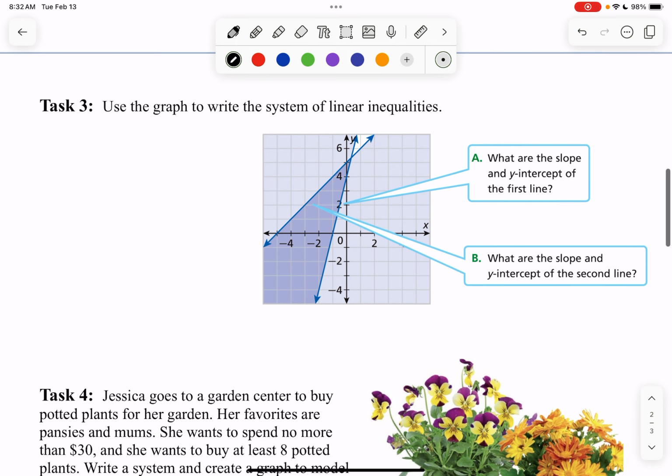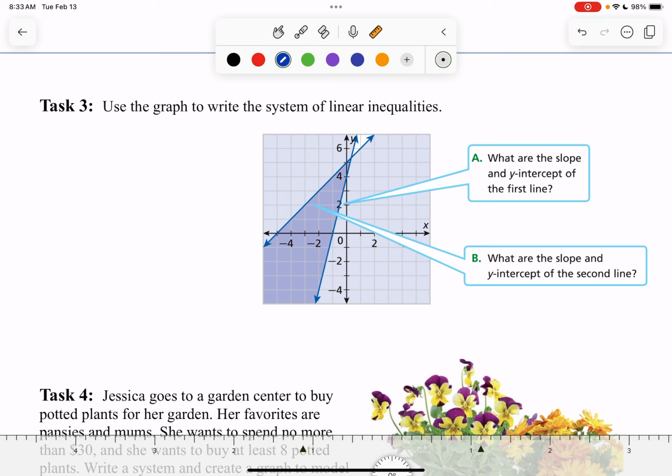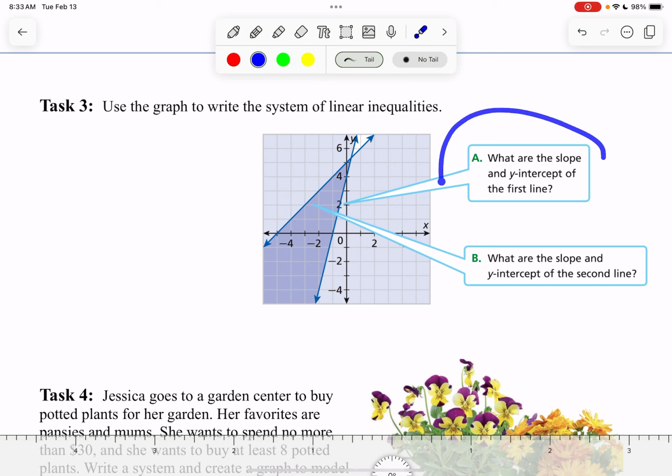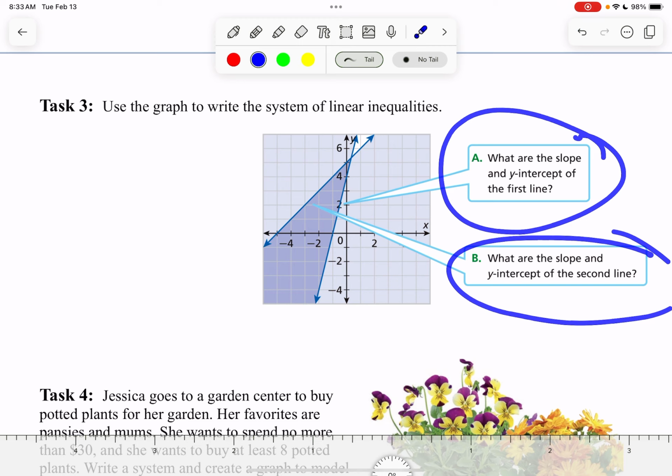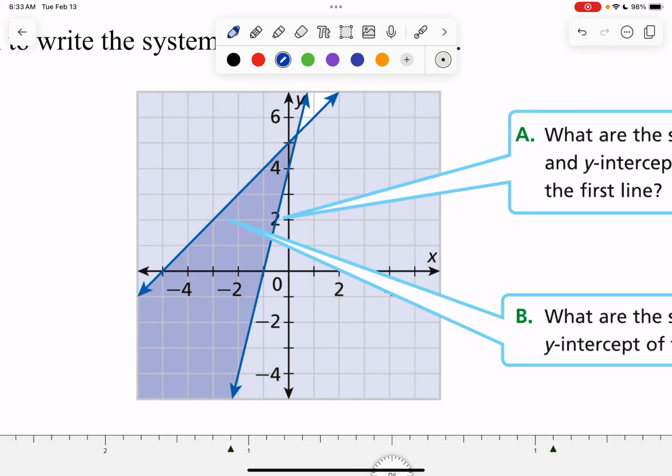All right, now let's work backwards. Here, we have a graph and we need to write the equations. So we need to look at these two lines and write the equations for them. We walk through that process of finding the slope and the y-intercept, and then determining which way it's shaded from that line. First, I'm going to color code this a little.